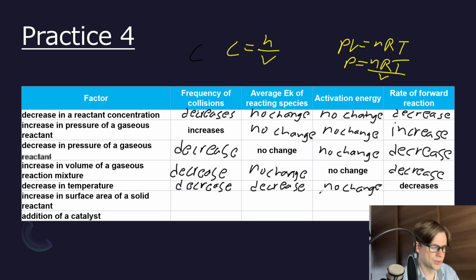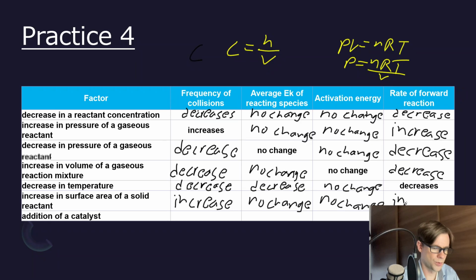Next, increase in surface area of a solid reactant. Frequency of collisions, increase. Higher surface area, more spaces for particles to collide and have collisions. Average EK, no change. It's really only the temperature again that can change the average EK. Activation energy, no change. It's still a set amount. Rate of forward reaction, increase. We have more collisions available on that surface area.